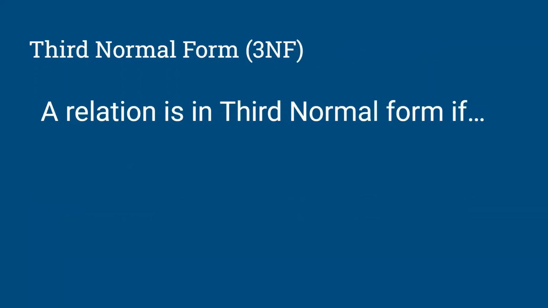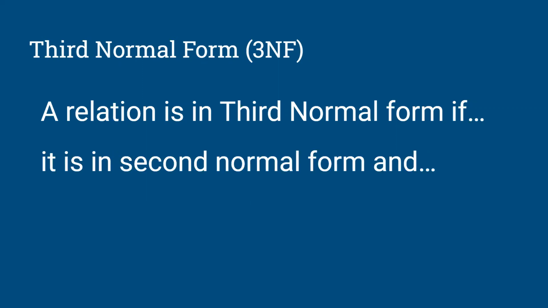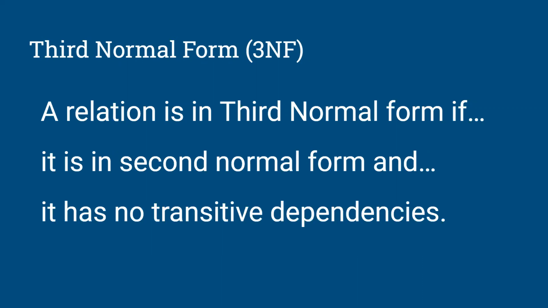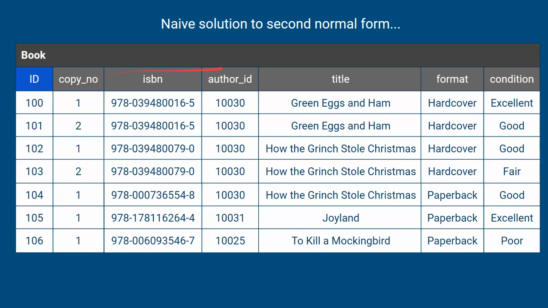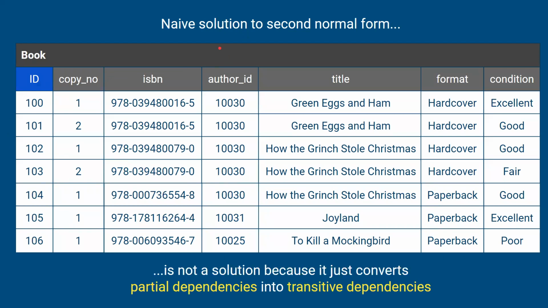The relation is in third normal form if, can you guess what the next part says? It's in second normal form, and it has no transitive dependencies. A transitive dependency exists when a non-key attribute depends on another non-key attribute. So you remember that when we had the naive solution to the second normal form problem, the reason that this is not satisfactory is because it just converts the partial dependencies into transitive dependencies. So yes, it's second normal form, but it's going to totally violate third normal form.